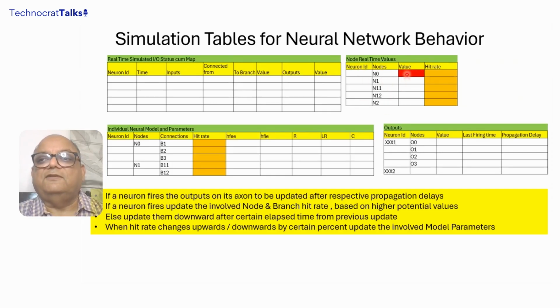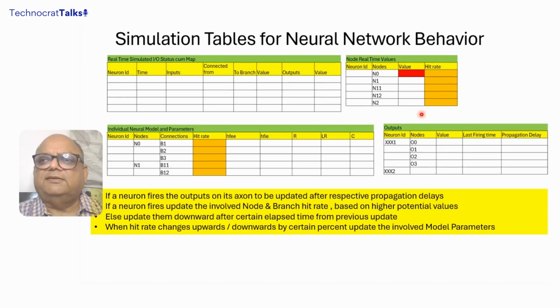N0, of course, will either fire or not fire, so we have to write the status whether it has fired or not. For N1, N2, N3, whatever the value of potential is, we have to write it here. And then the hit rate we have to update here as well as here, recording the result, whether at a certain time a certain input caused the neuron to fire.